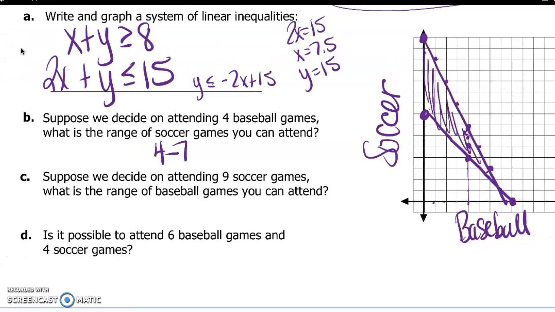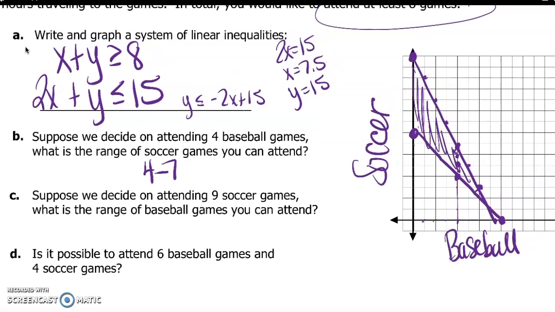Now we're going to attend 9 soccer games. So now we need to count up 9. That's right here. So then we would have 0, 1, 2, 3 baseball games. So don't forget the 0 because you could go to 0 of those and then over to 3.